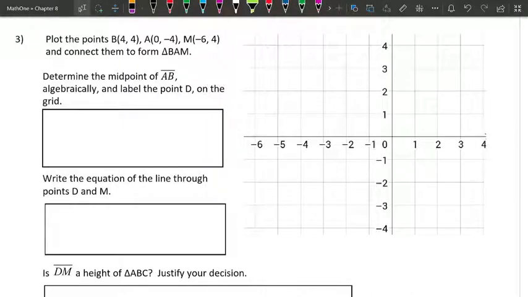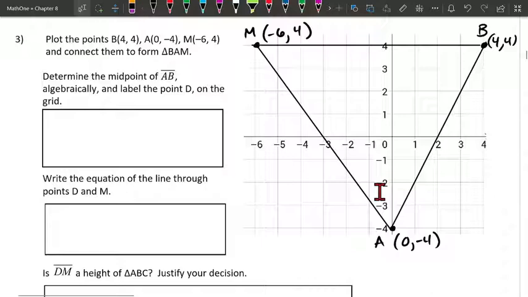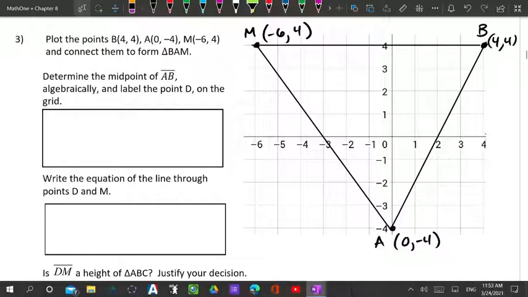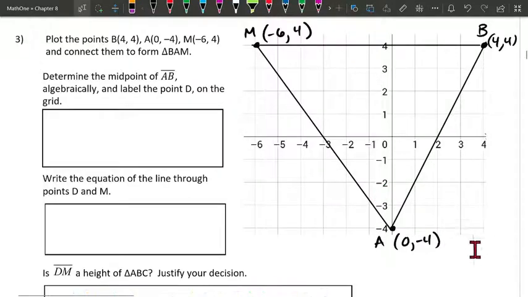Plot the points B, A, and M and connect them to form triangle BAM. Okay, so I have carefully and with some degree of reverence plotted point B at (4, 4), A at (0, -4), and M at (-6, 4). And I have connected those points to create triangle BAM.